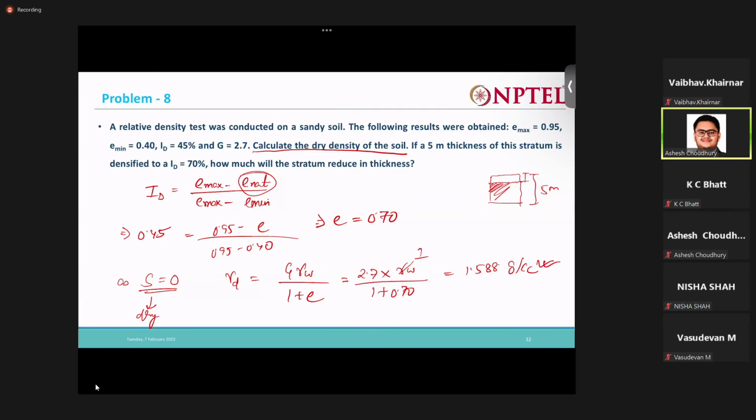Now next we need to find out, after densification to 70%, how much will be the reduction in thickness. So let us first find out the value of the void ratio when our relative density is 70%. It will be somewhat lesser than this value, obviously. So let us find out that value.